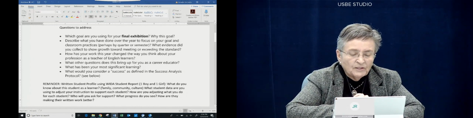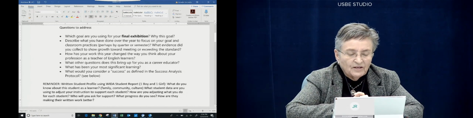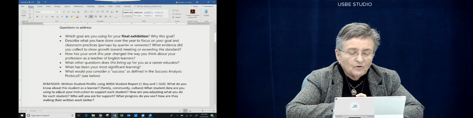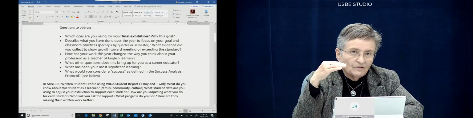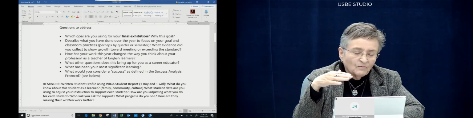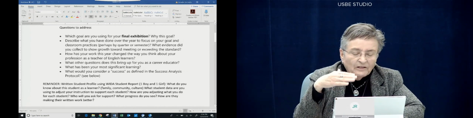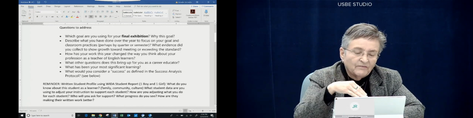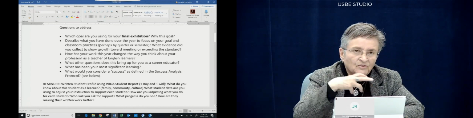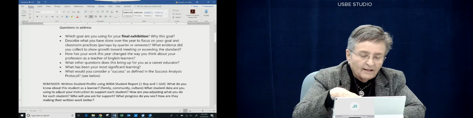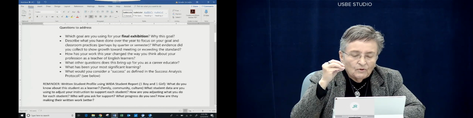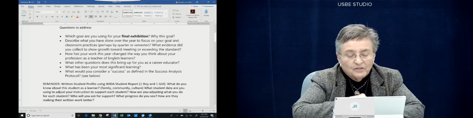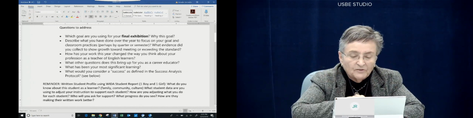What evidence did you collect to show growth toward meeting or exceeding the standard? So remember, the top part is the collection. You're actually putting in what it is that you've done, your documents, right? So the documentation and the evidence. This is a reflection. So this is an essay that systematically analyzes and gives you a guide for what you want to talk about in relationship to your final exhibition.